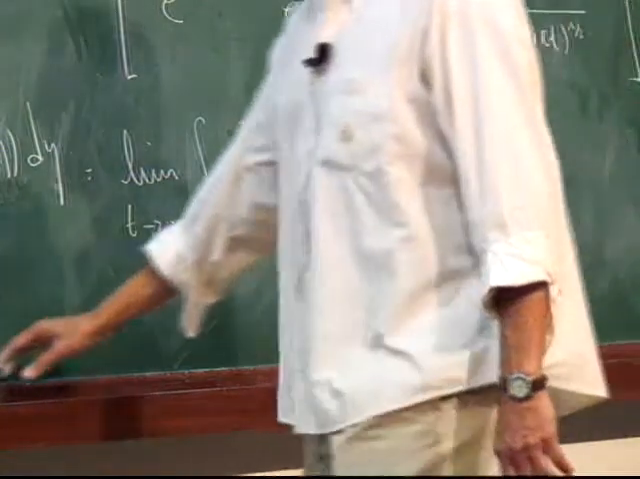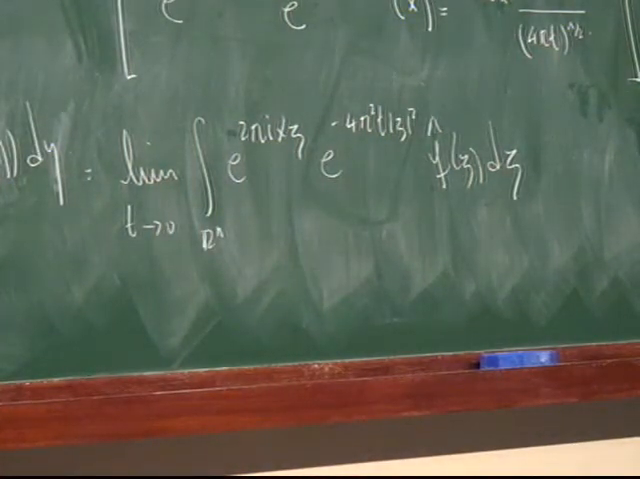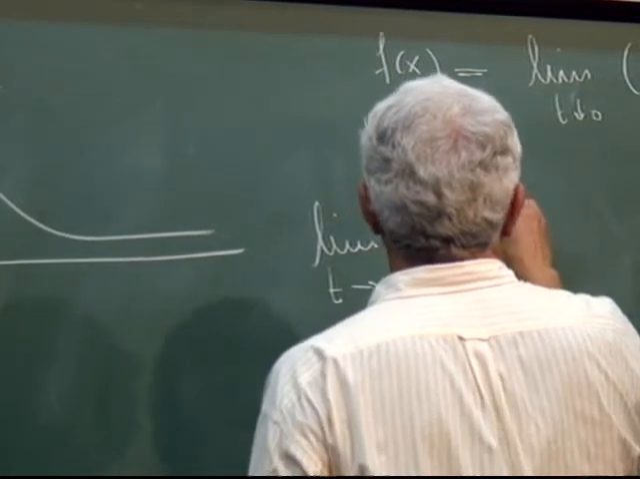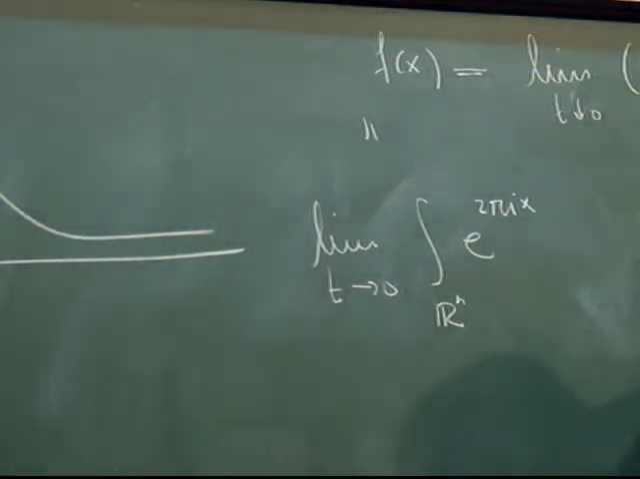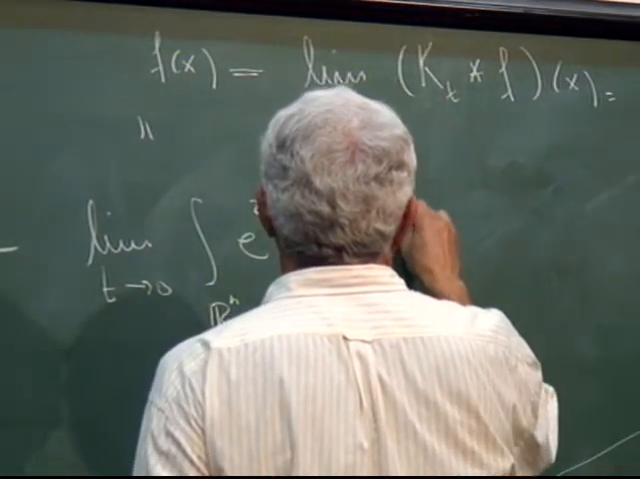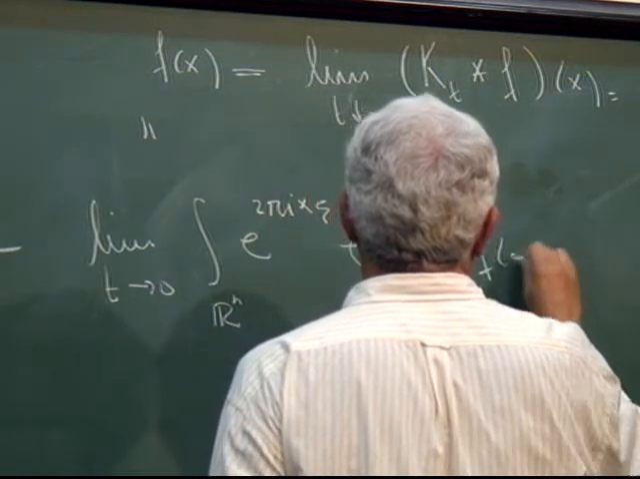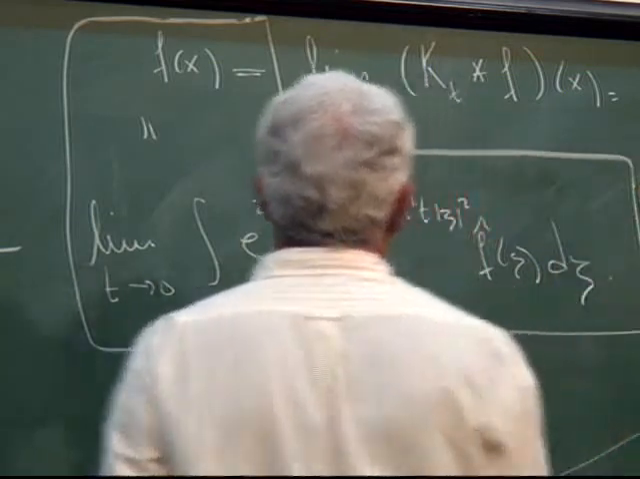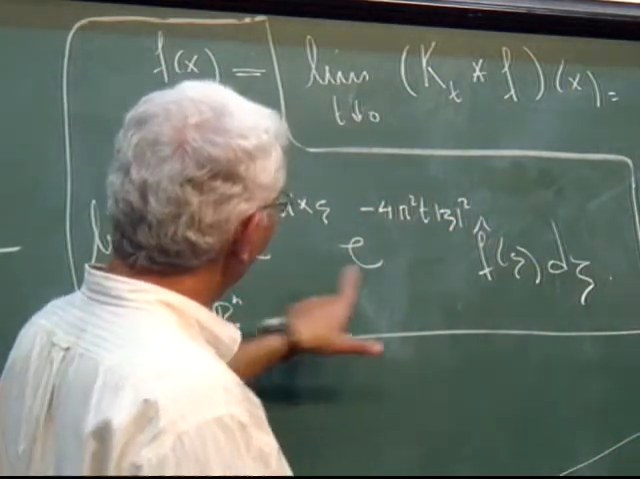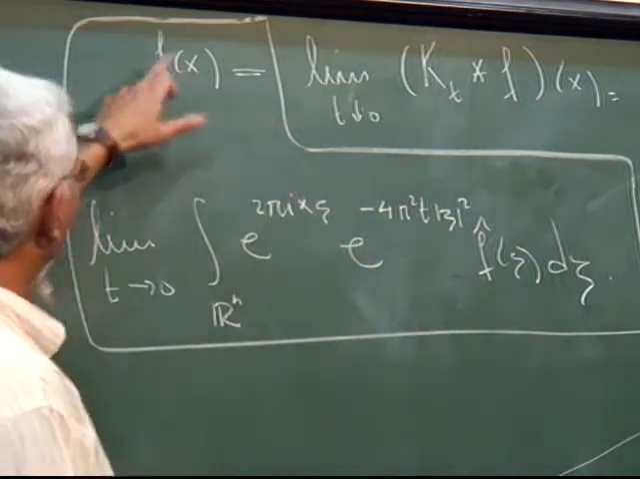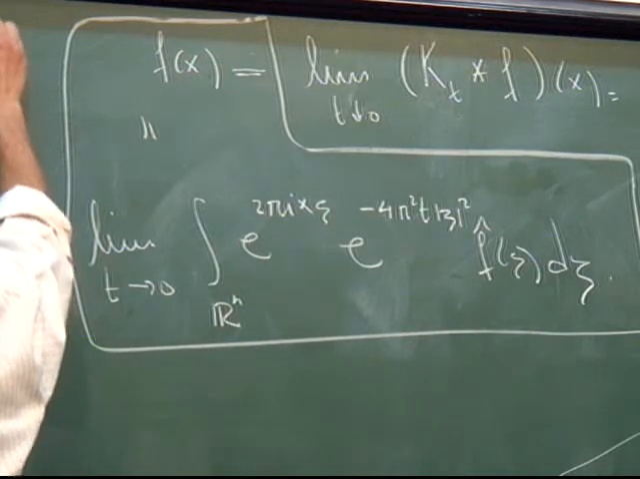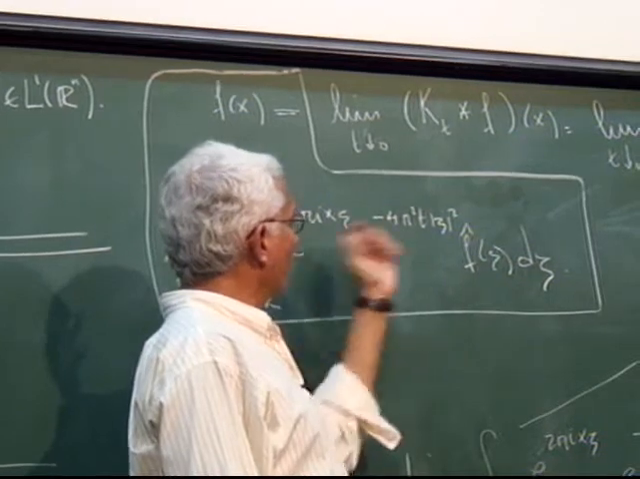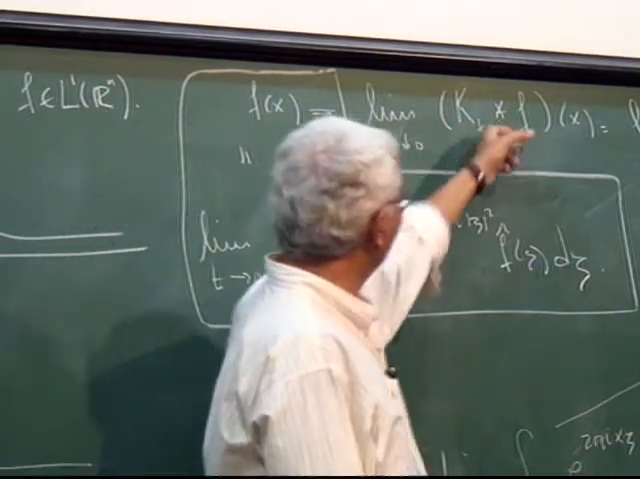In the L1 sense, you have proved this. F is equal to the limit when t tends to 0 of this quantity. That means that you can go forward and backward if you accept that the limit is in the L1 sense. You take your function in L1. This function will be in L infinity. This function is in L1. It decays extremely fast. Then this all makes sense. And this limit makes sense because it's equal to this one. And it will be equal to this.